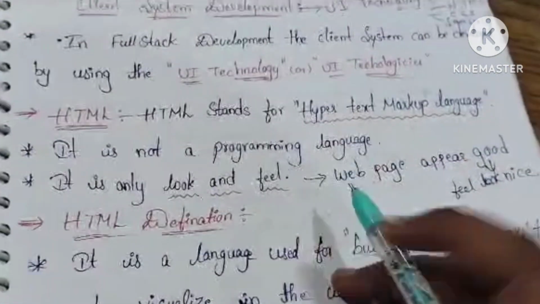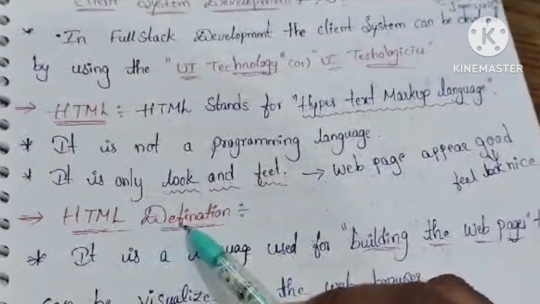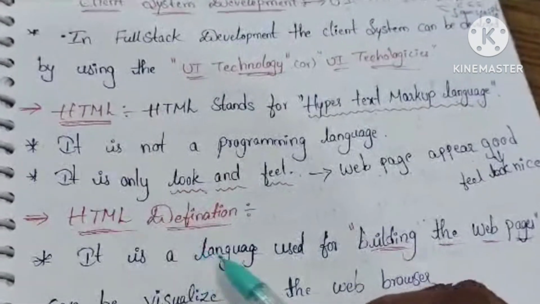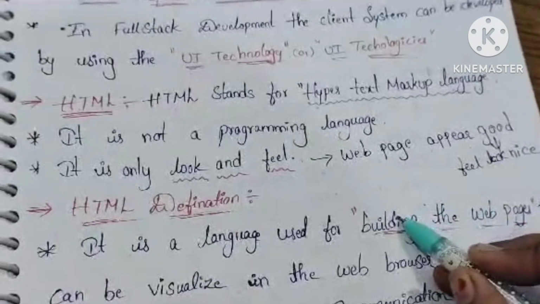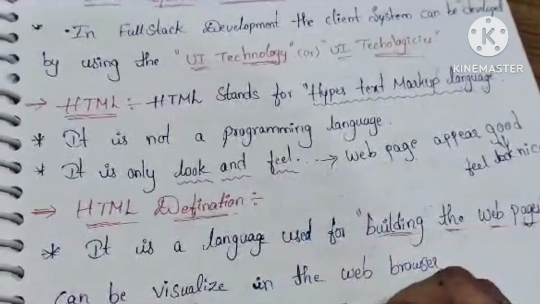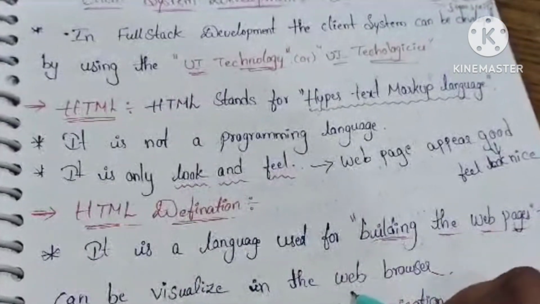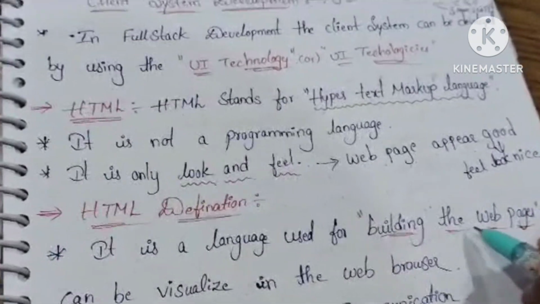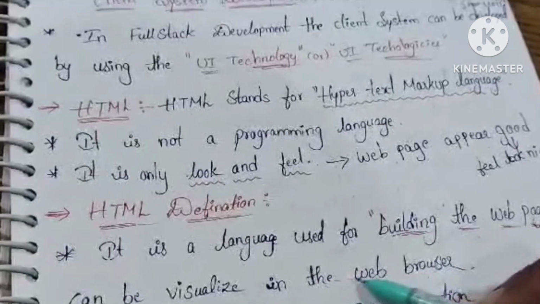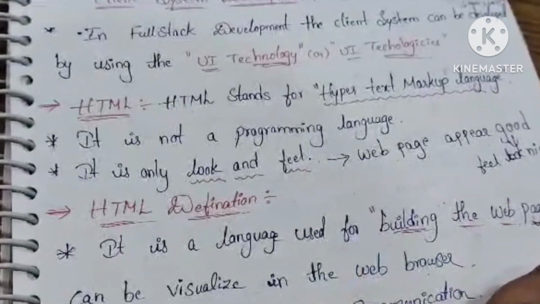So what is the definition of HTML? HTML is a language used for building the web page, which can be visualized in the web browser. We can build the web page and visualize it in the web browser.